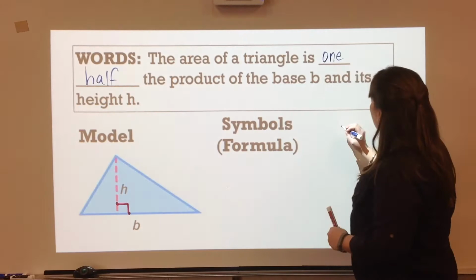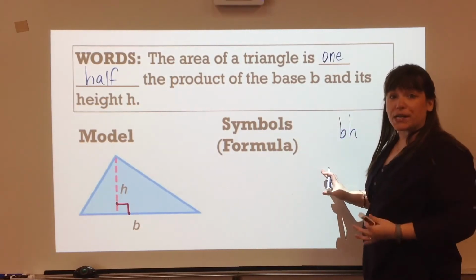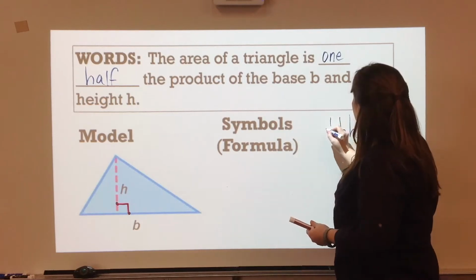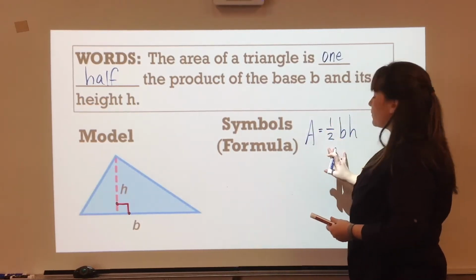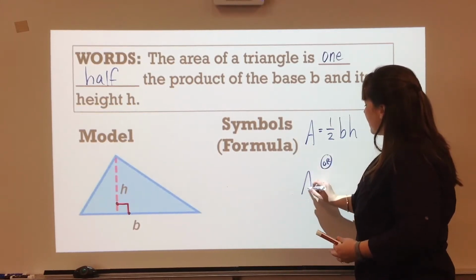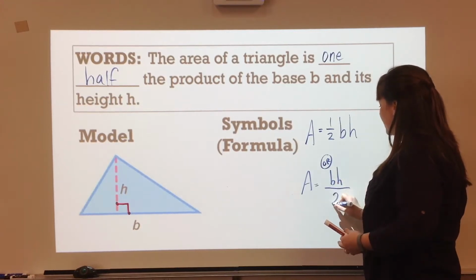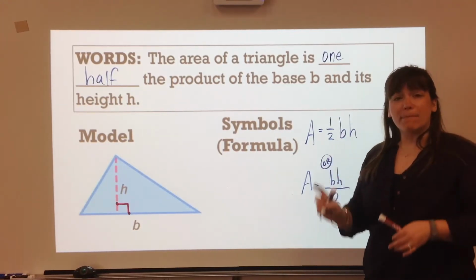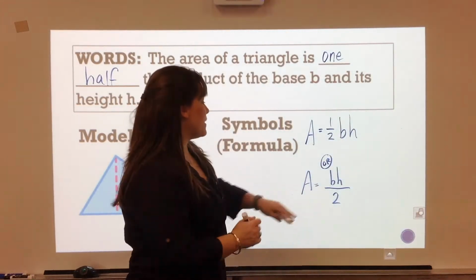Well, we're going to start off with our base and our height, which is the area formula for a parallelogram, and we're going to either multiply it by a half and use the fraction, or here's another way of writing it. Area equals the base times the height, and we're going to divide by 2. Remember, multiplying by 1/2 is the same as dividing by 2.